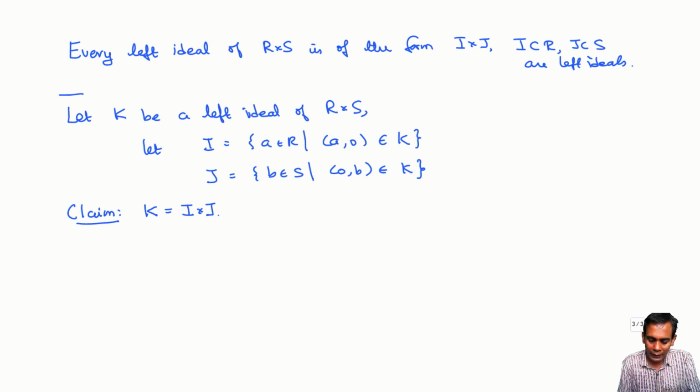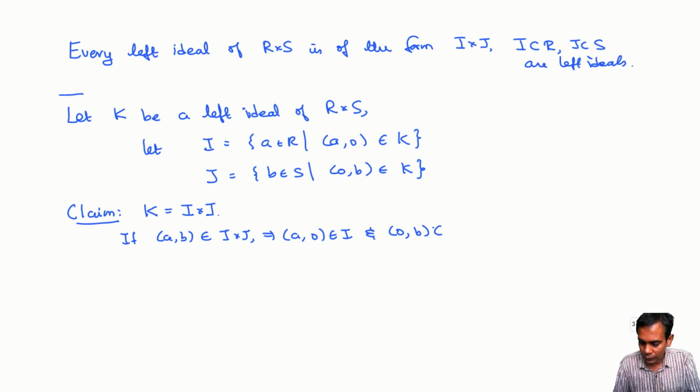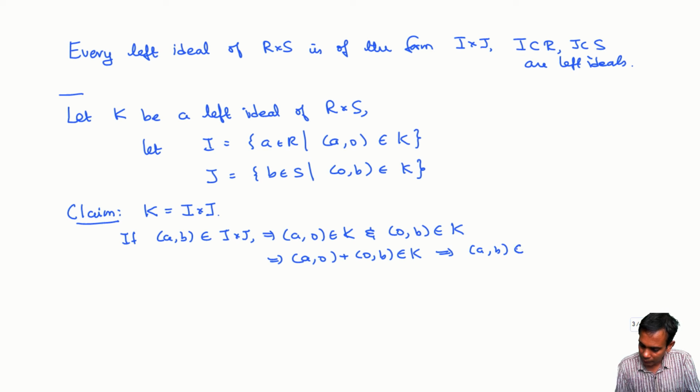So it's very easy to show that I cross J is contained in K, because if (a, b) belongs to I cross J, then (a, 0) belongs to K and (0, b) also belongs to K, which implies that (a, 0) plus (0, b) belongs to K, because an ideal has to be closed under addition, which implies that (a, b) belongs to K, which shows that I cross J is contained in K.